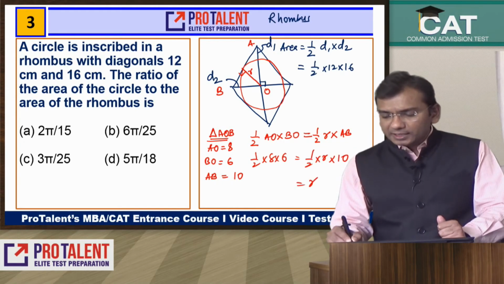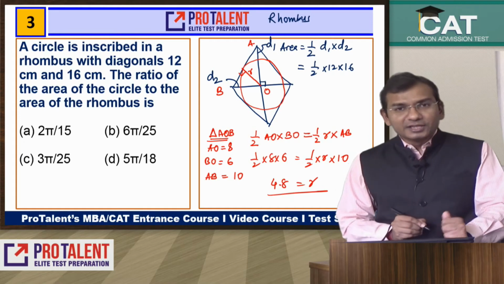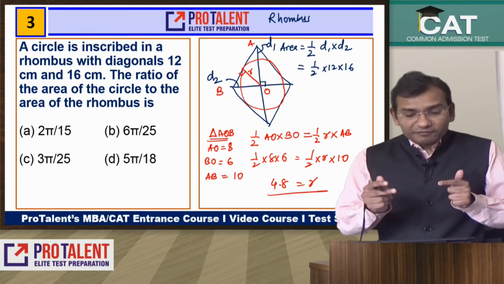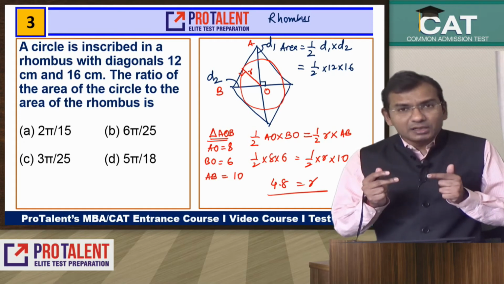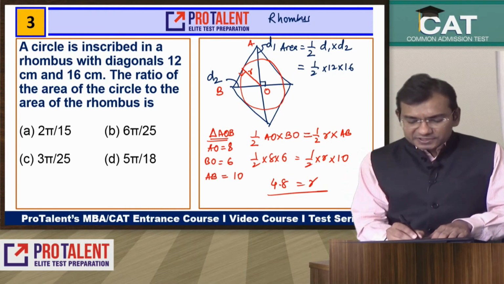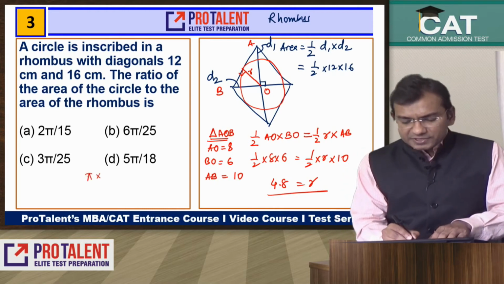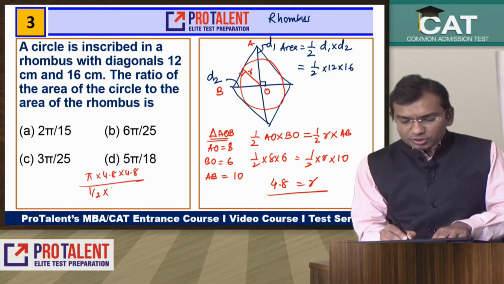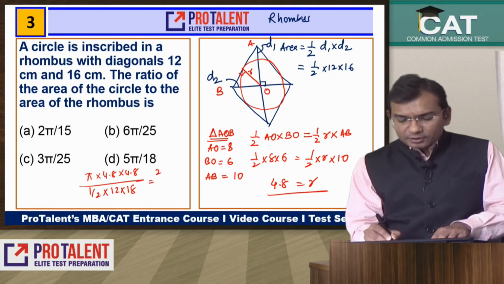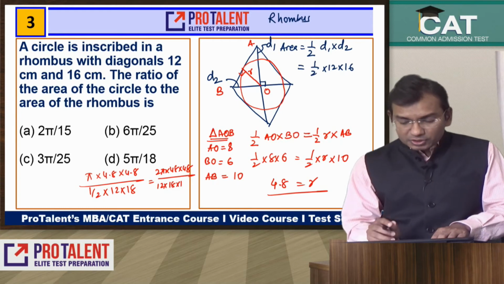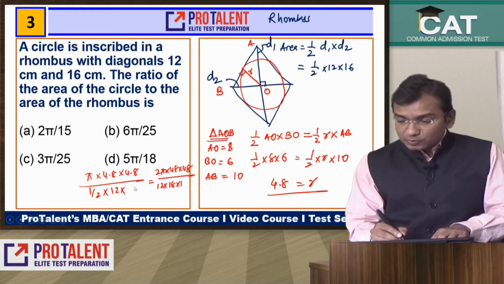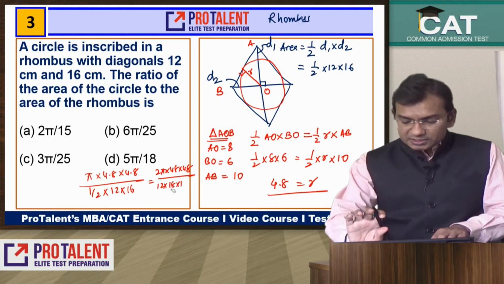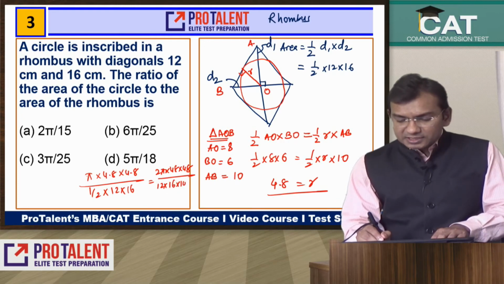So therefore r is equal to 4.8. Okay, so what is the question? Ratio of the area of a circle to the area of the rhombus. Area of a circle is pi r square, which is 4.8 into 4.8, divided by 1 by 2 into 12 into 16. So what do I get? 2 pi into 48 into 48, divided by 12 into 16, and this is 100.